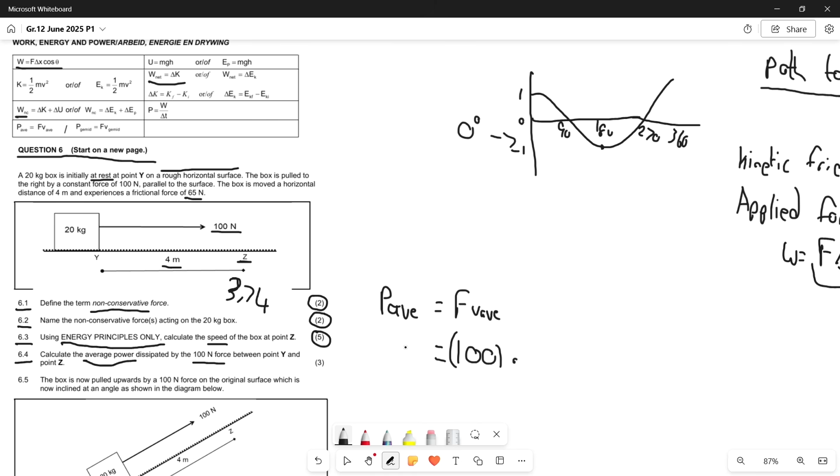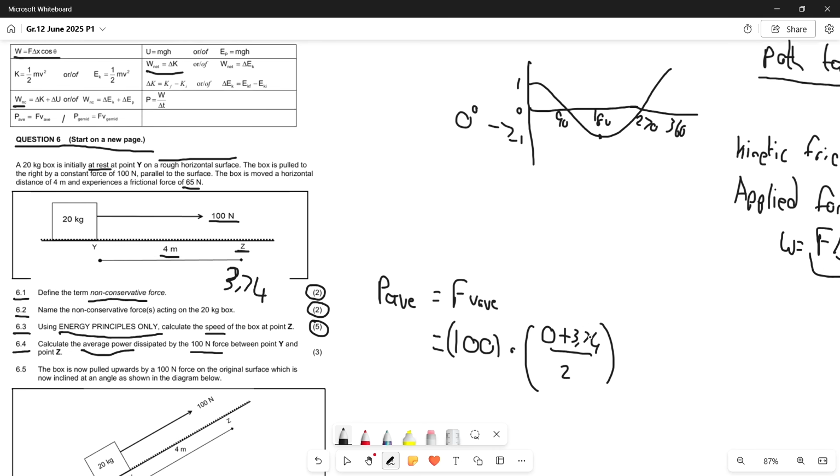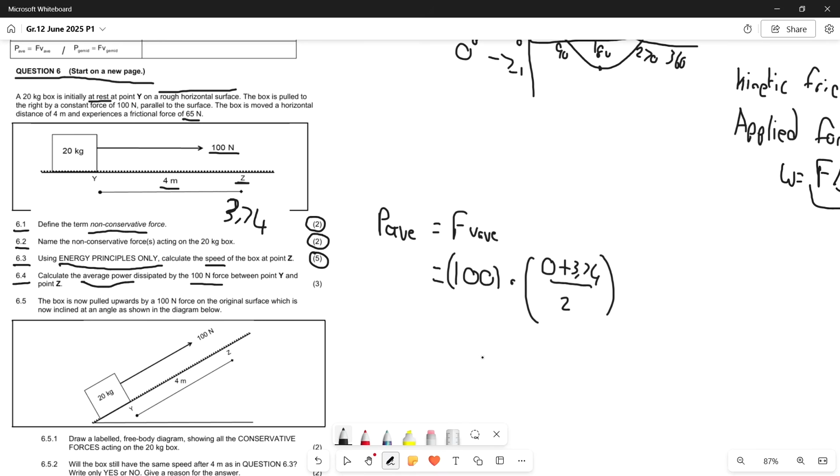Our VAV is the average velocity, okay? Which means we have to add up the two velocities and then divide them by 2, which means our initial velocity was 0 because it was at rest, and our final velocity is what we just calculated, which was 3.74 over here. So at this stage we have everything. This is only a 3-mark question, which means we can just plug this in our calculator and solve for it, which means our average power is 187 watts, and that is our final answer there for 3 marks.